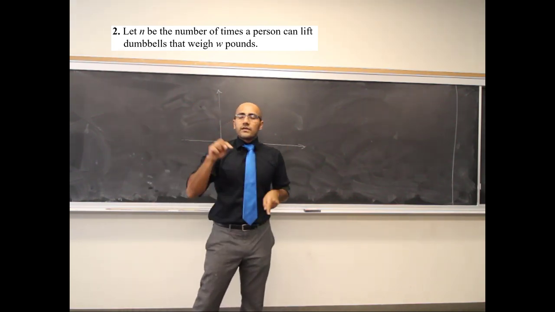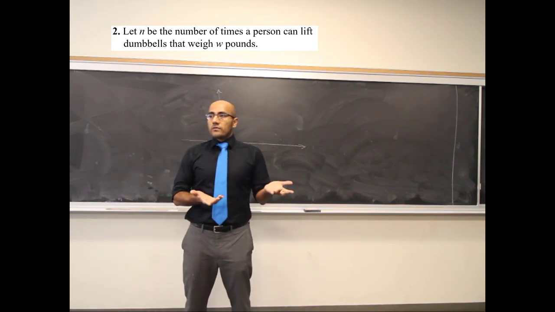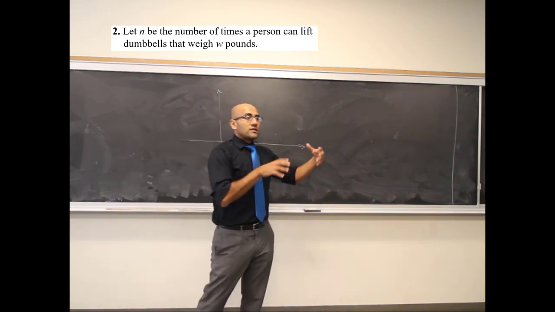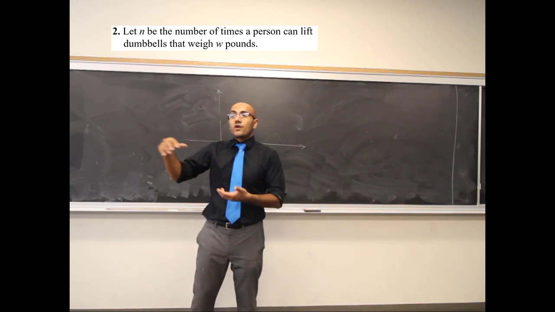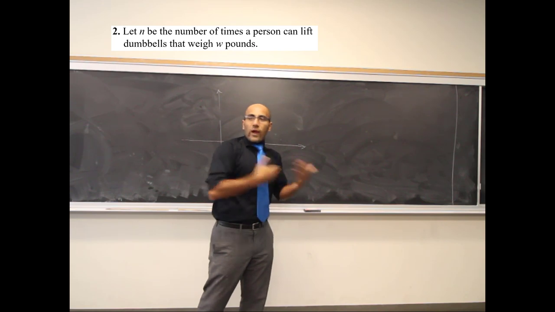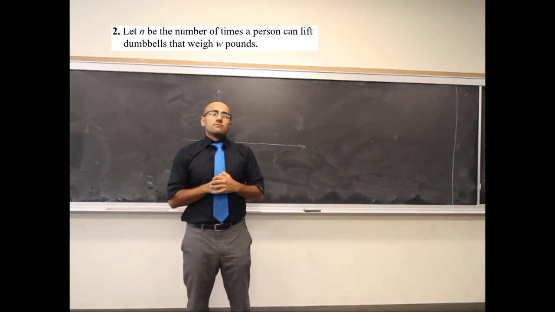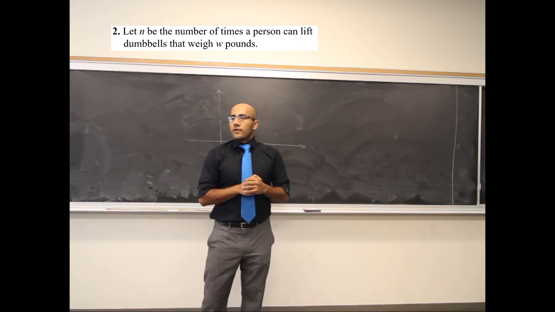The number of times you can lift a dumbbell depends on the weight. That's a good sentence, right? That makes sense. The number of times you can lift a dumbbell depends on the weight of the dumbbell. The other way around doesn't make any sense. The weight of the dumbbell depends on how many times you can lift it. That doesn't make much sense.